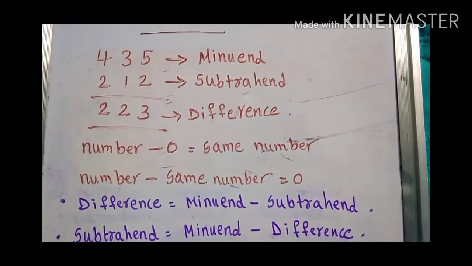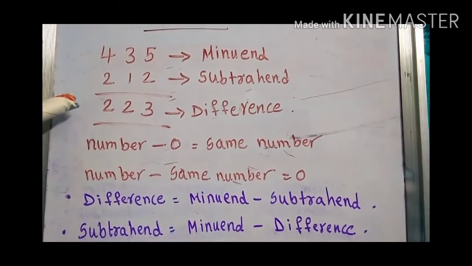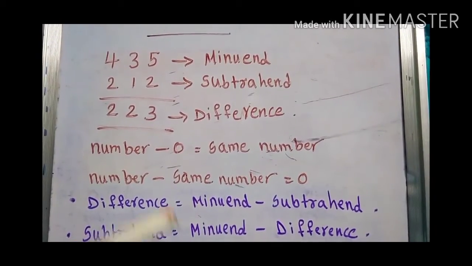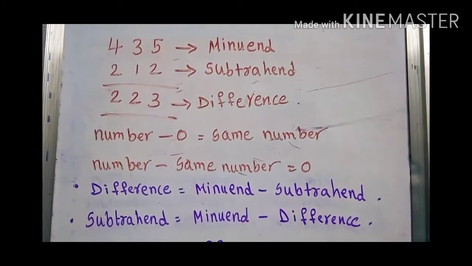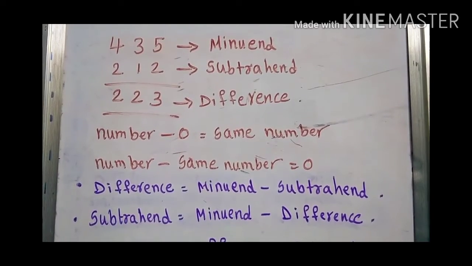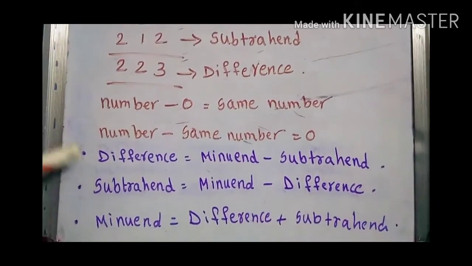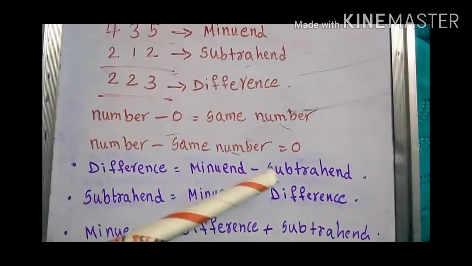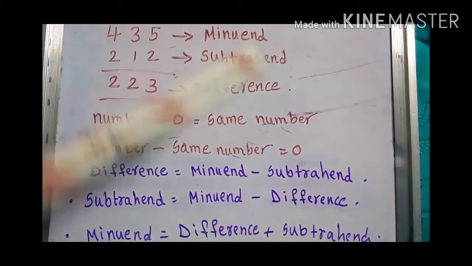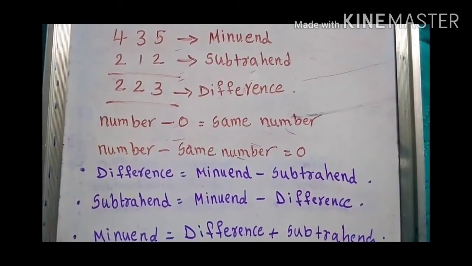The formula you can see here: the difference is equal to minuend minus subtrahend, and subtrahend is equal to minuend minus difference. By using these formulas, you can easily recognize the missing one. So this is a problem. In this problem you have the minuend, the subtrahend, and finally if you subtract those two, you will get the difference. So how can you recognize? Minuend is equal to difference plus subtrahend. So these three help us to find the missing number.